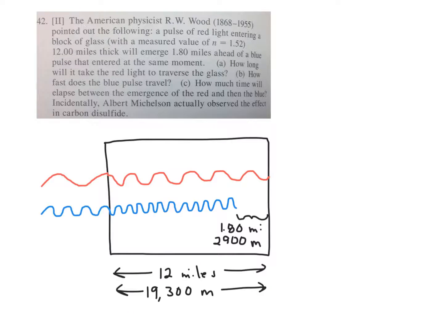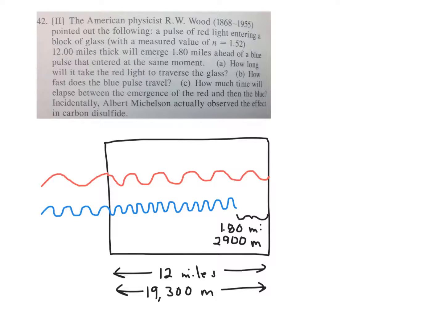Day 40, page 888, problem 42. Here's a good thought experiment, because obviously we don't have a 12-mile thick chunk of glass. But here we go. You shine light through this glass, and what happens is it slows down while it's in there, and it bunches up, so the wavelength shortens while the pulses are in the glass. I've tried to show you that with a diagram here.